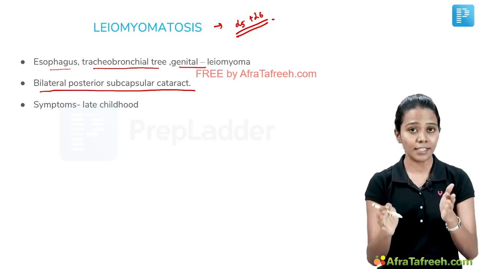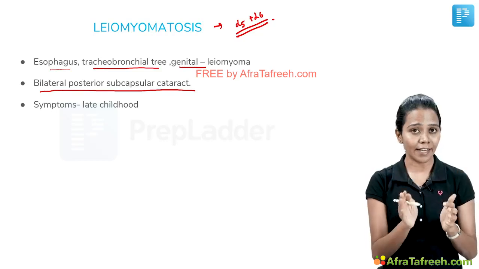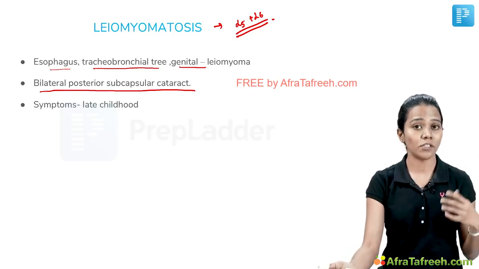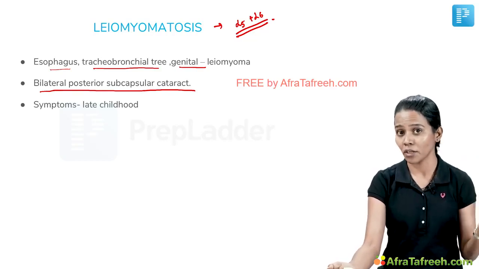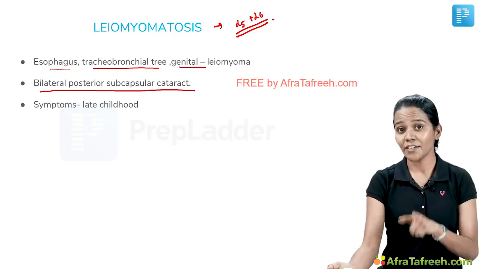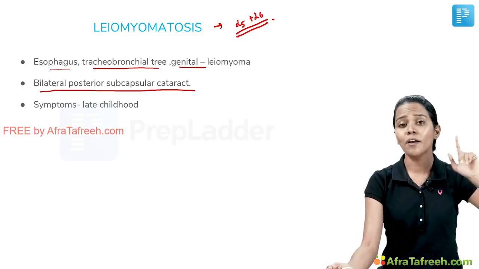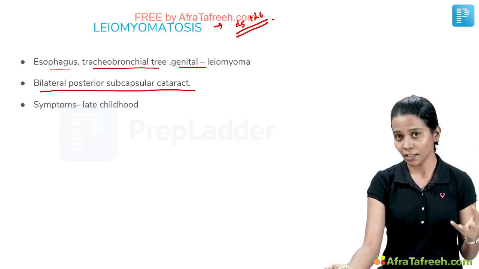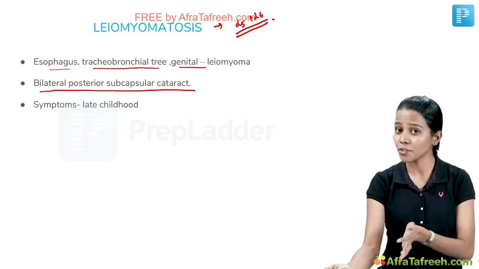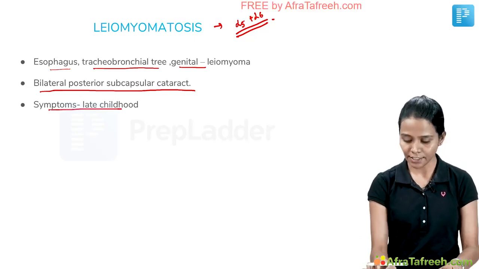See, in Alport syndrome, per se, we are not seeing cataract. We saw lenticonus, we saw maculopathy, we saw posterior polymorphous dystrophy, and we saw corneal vesicle. But here we are seeing cataract. If they ask, all of the following are manifestations of Alport syndrome, except, then the answer should be cataract, if cataract is one of the options, because it is seen in Alport syndrome plus leiomyomatosis. Okay, symptoms are generally seen in late childhood.